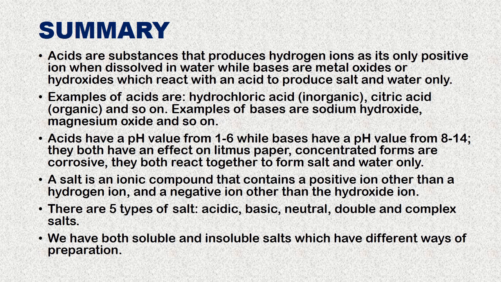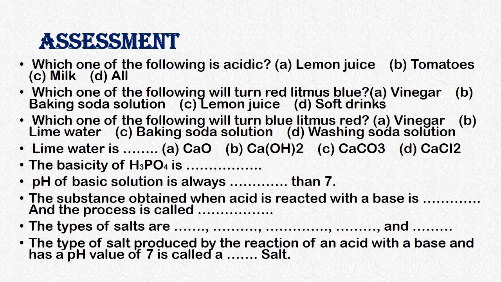A salt is an ionic compound that contains a positive ion other than the hydrogen ion and a negative ion other than the hydroxide ion. There are 5 types of salts: acidic, basic, neutral, double, and complex salts. We have both soluble and insoluble salts, which have different ways of being prepared. That brings us to the end of today's lesson.